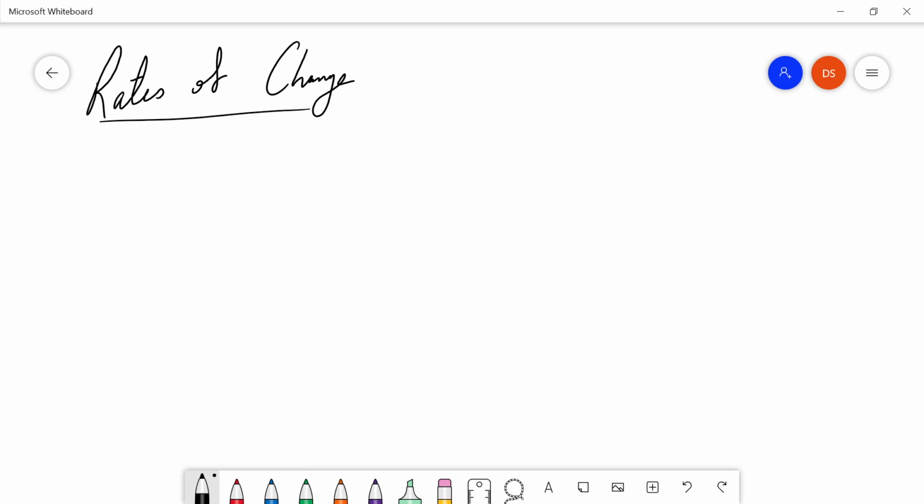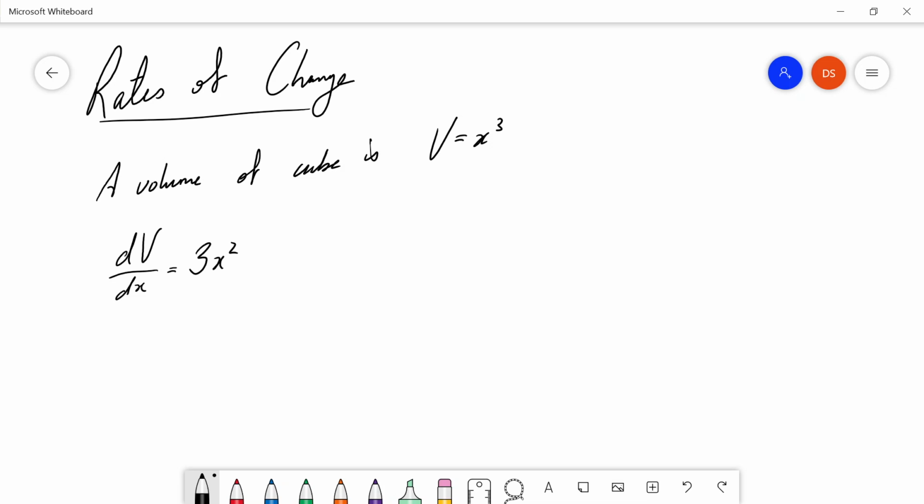So you might be given a question where they tell you a volume of a cube is v equals x cubed. So you might be asked, find the rate of change of the volume with respect to the side when x equals 4. So what that means is, what is the volume changing with respect to the side? Or the derivative. So can we differentiate that? Yes. Multiply by the power, take 1 off the power.